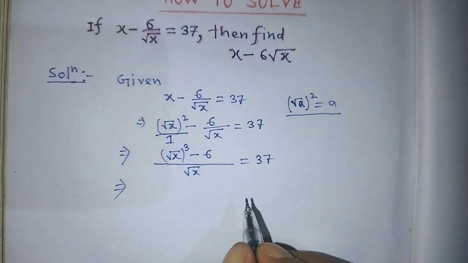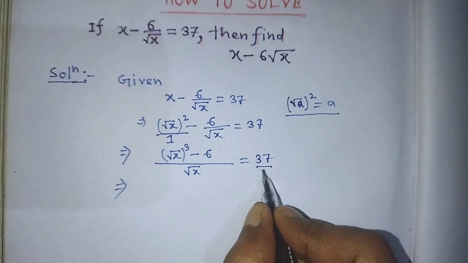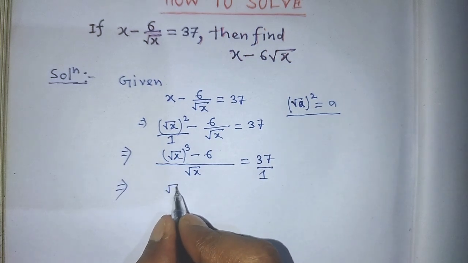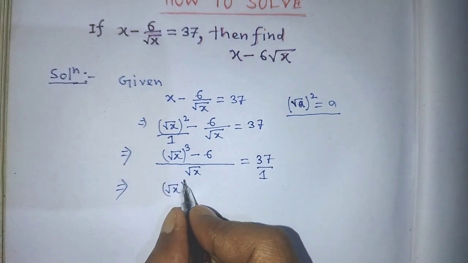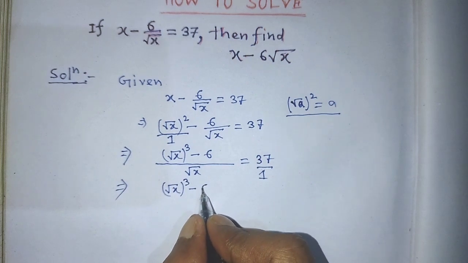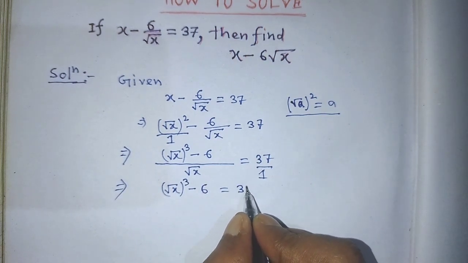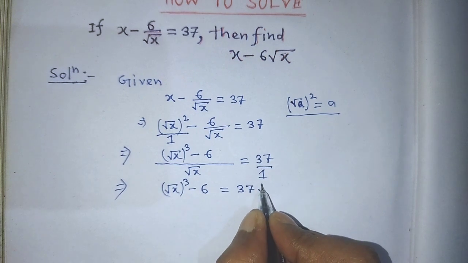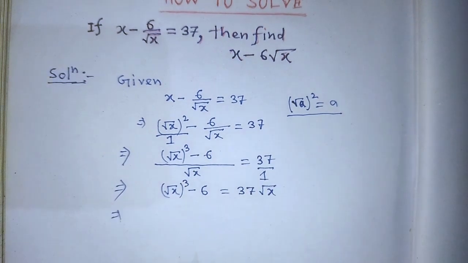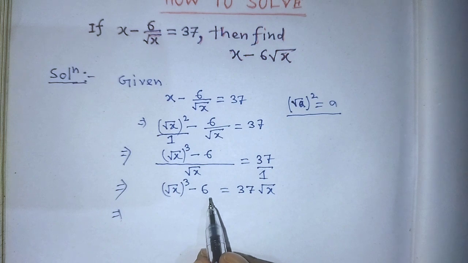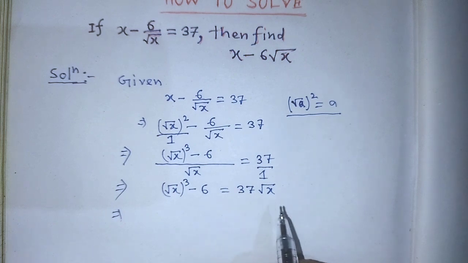After that we have to apply the cross multiplication rule. After applying the cross multiplication rule, we can write on the left hand side root of x whole to the power 3 minus 6 is equal to 37 into root of x. To find the value of root of x from this equation, we have to transpose minus 6 from the left hand side to the right hand side.